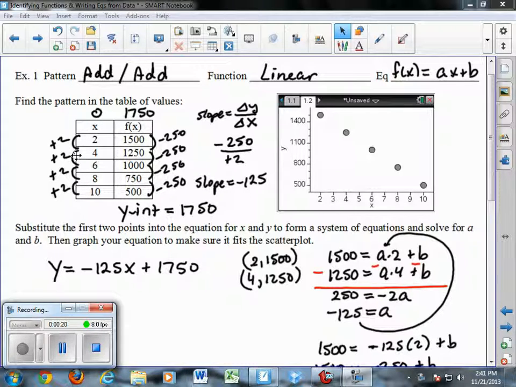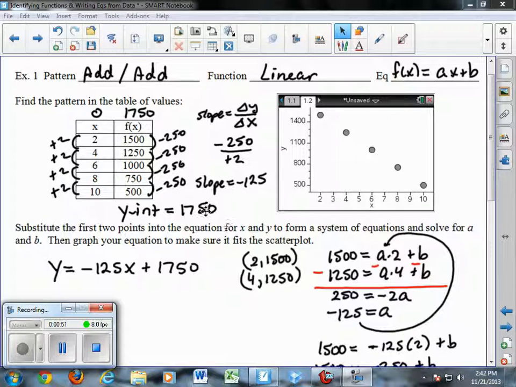As you go up by the same amount in the x direction, in the x column, you're also going to be either going up or down by the same amount each time in the y column. In this case, you're going up by 2 and down by negative 250. So it's easy to find the slope from the table of values because the change in y is how much you're going down each time, negative 250. The change in x is how much you're going up each time, the positive 2. So slope is negative 250 over positive 2, which is negative 125.